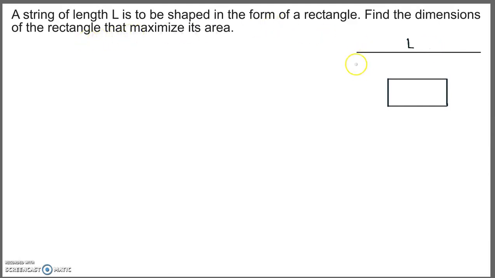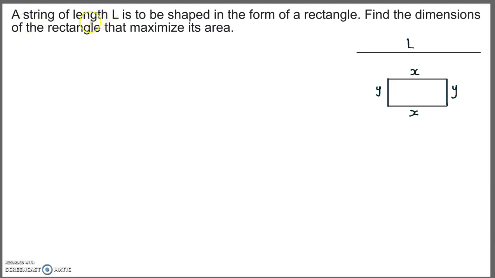Suppose we have a string of length L that we want to shape in the form of a rectangle, and we want to find the dimensions of the rectangle that maximizes its area. So let's call this side of the rectangle X, this side Y. So this in turn becomes X, and this becomes Y. So the string has a length of L.